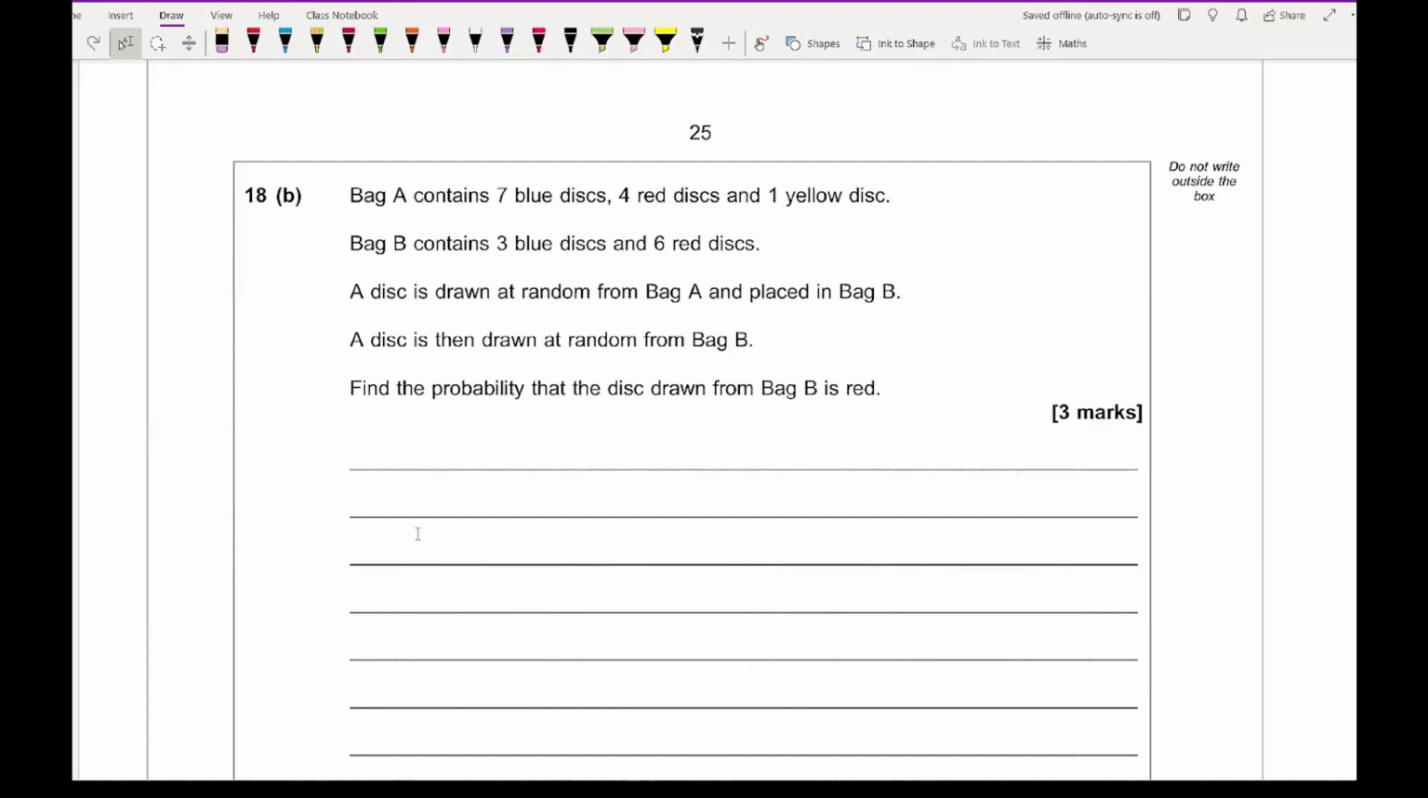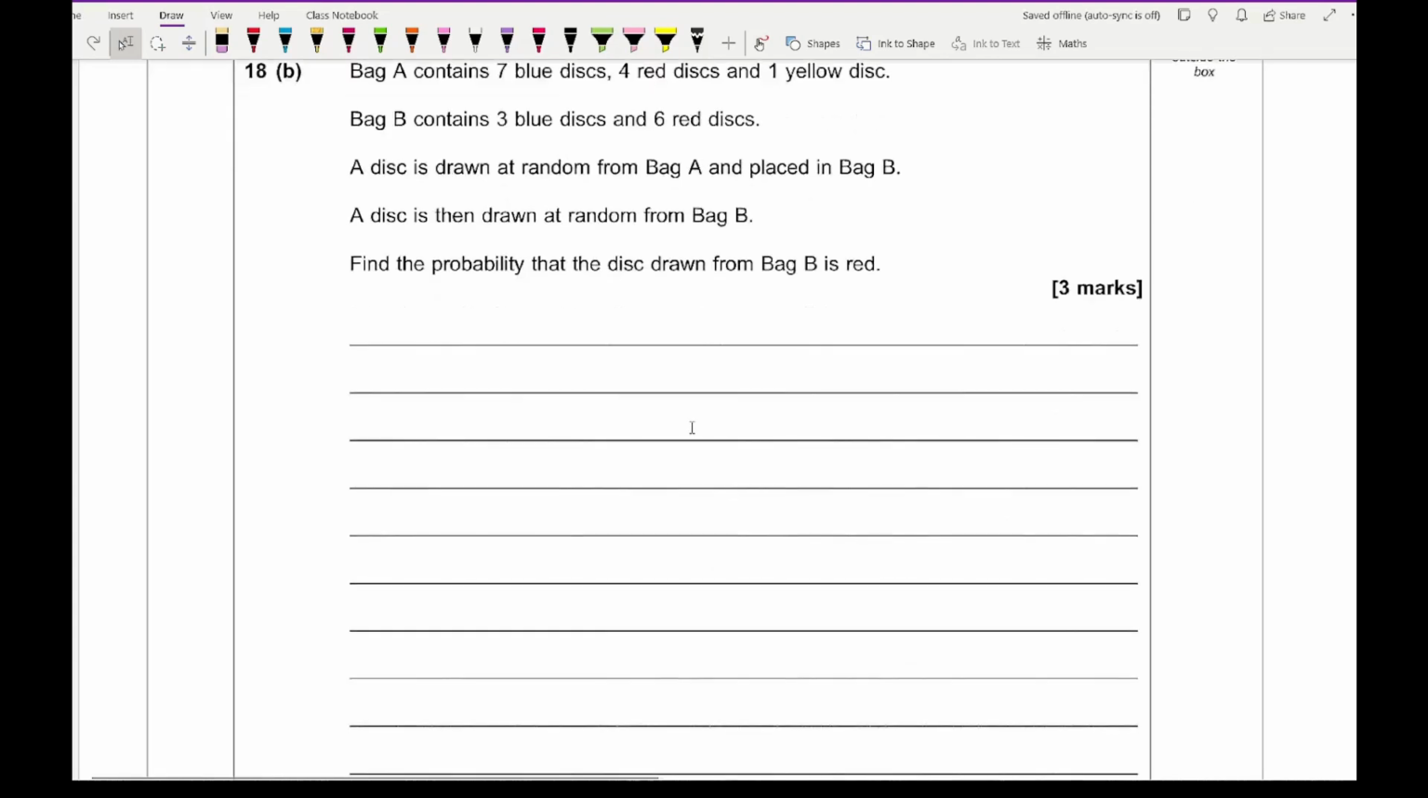Then moving on to 18b, it says that bag A contains 7 blue discs, 4 red discs and 1 yellow disc. Bag B contains 3 blue discs and 6 red discs. A disc is drawn at random from bag A and placed into bag B. A disc is then drawn at random from bag B. Find the probability that the disc drawn from bag B is red.